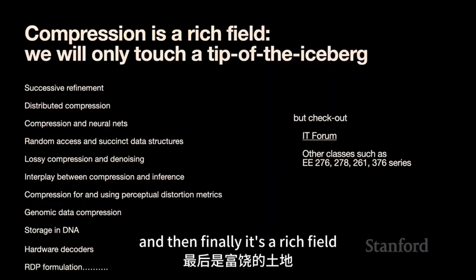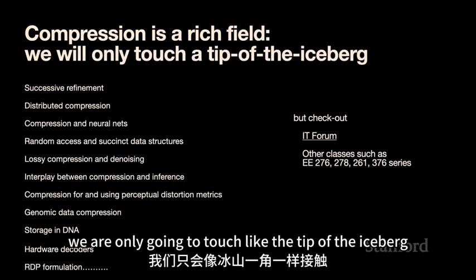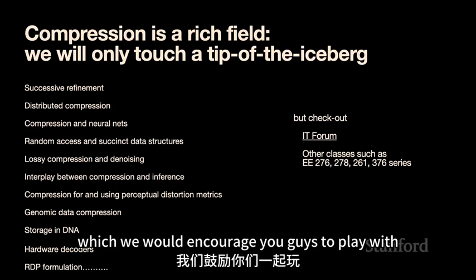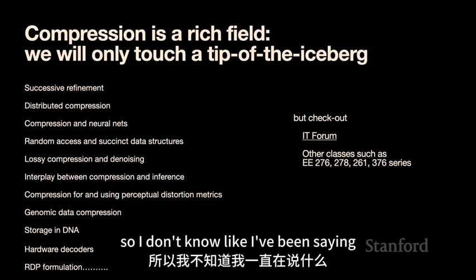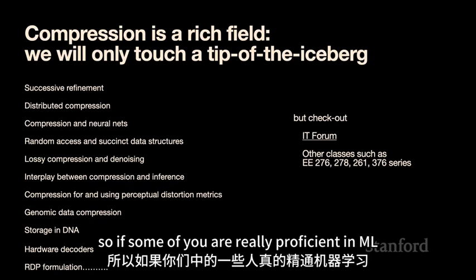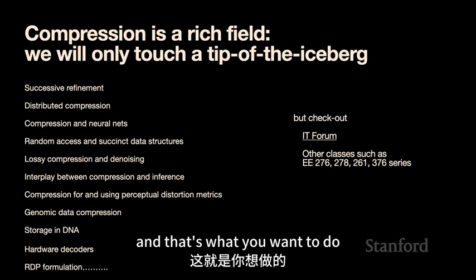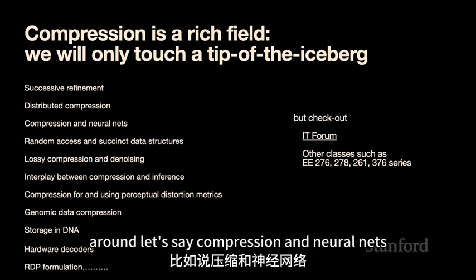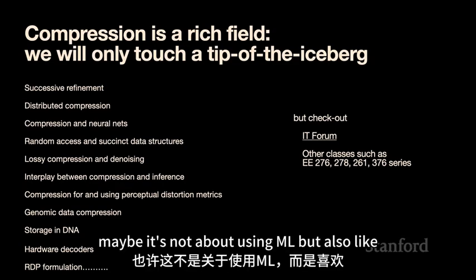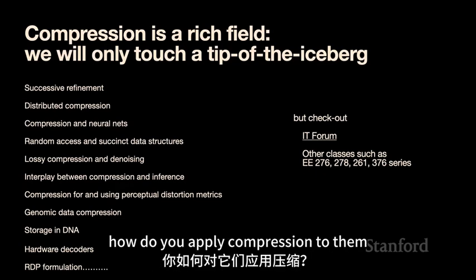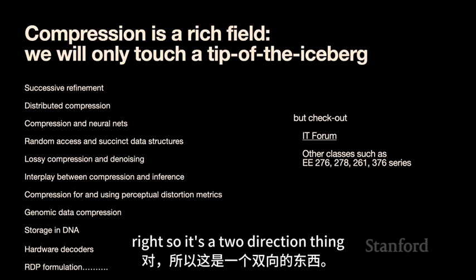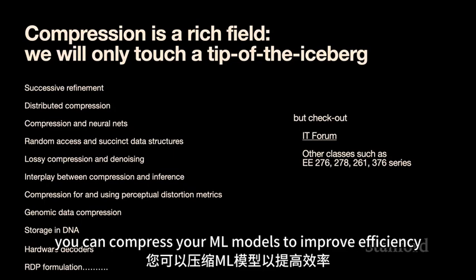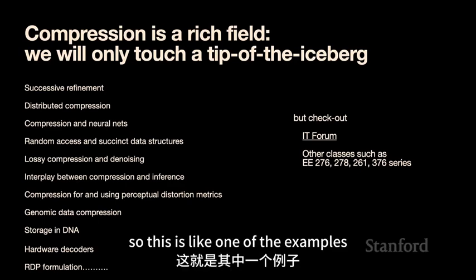Okay, and then finally, it's a rich field. We are only going to touch the tip of the iceberg, but there are a bunch of interesting extensions which we would encourage you to play with during the course project. So, like I've been saying, if some of you are really proficient in ML and that's what you want to do, you'll come talk to us and we'll try to frame a very concrete problem for you around, let's say, compression and neural nets. Maybe it's not just about using ML, but also, if you have these big neural nets, how do you apply compression to them? So it's a two-direction thing. You can use ML for compression or you can compress your ML models to improve efficiency. So this is just one of the examples.